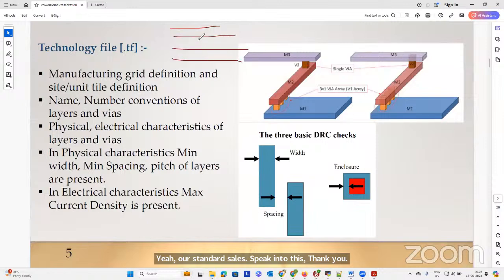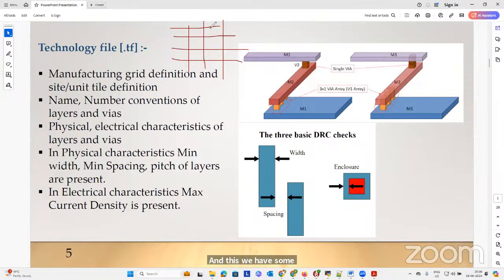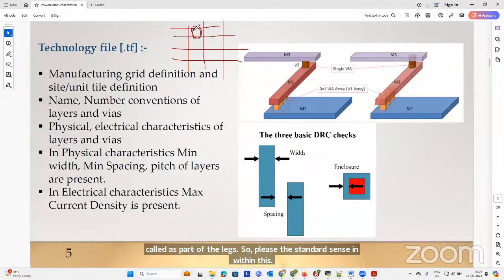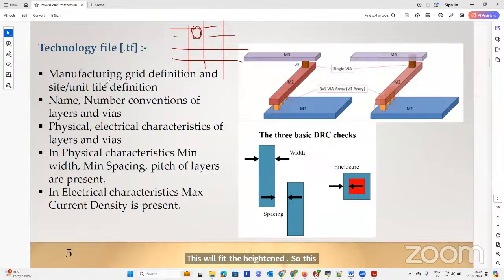Like this, we have some horizontal lines, vertical lines. These lines are called follow pin lines. We place the standard cells in between these; this will fit the height and width of our follow pin lines. So these lines form a grid. The technology file will have the grid information.